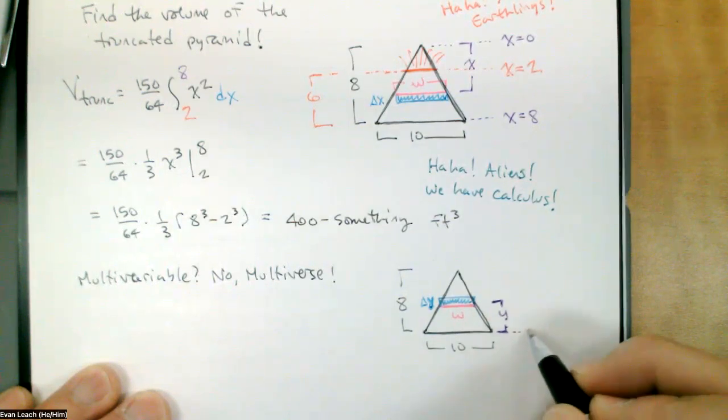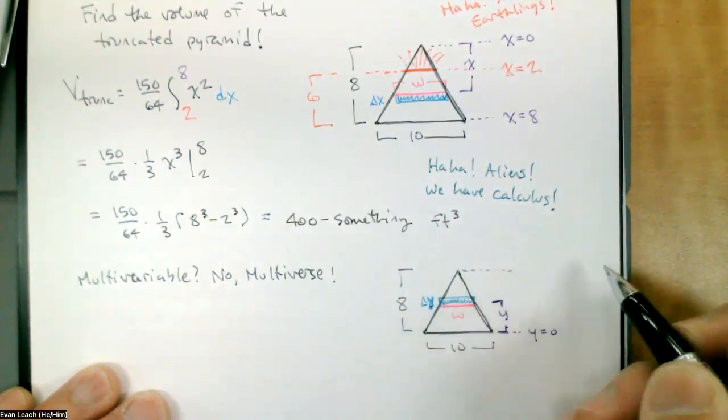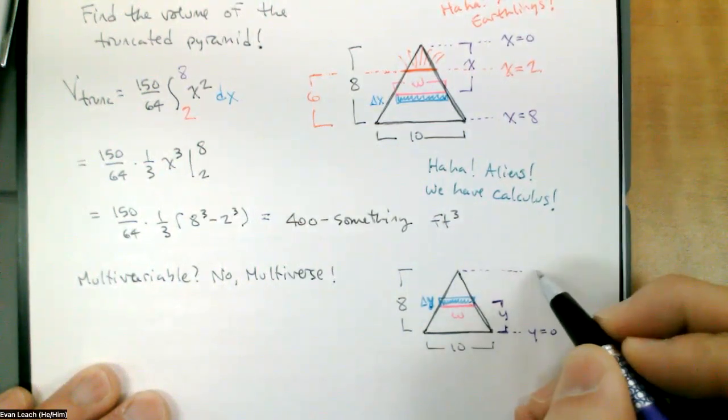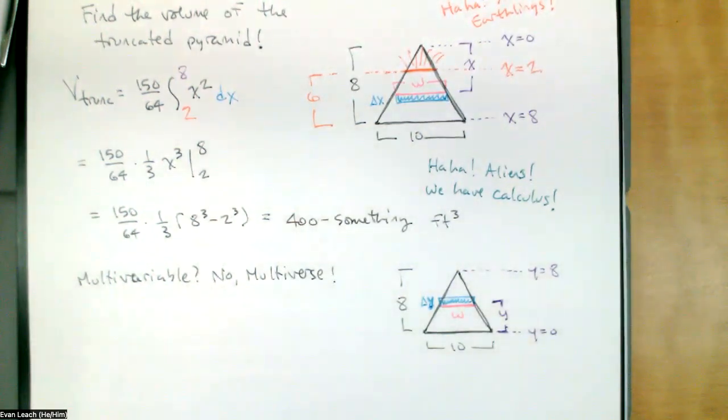So when we do that, down here at the bottom of the pyramid is 0, and up here at the top of the pyramid is 8. Now this is just fine. We just changed the direction of things, but I can't use similar triangles with Y. I have to use the other part.